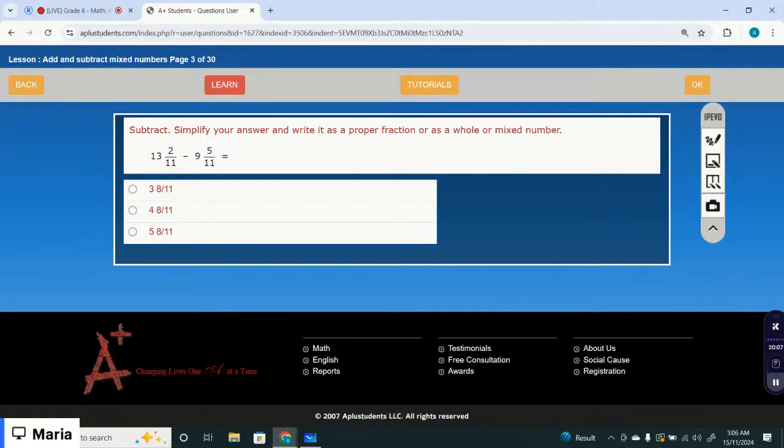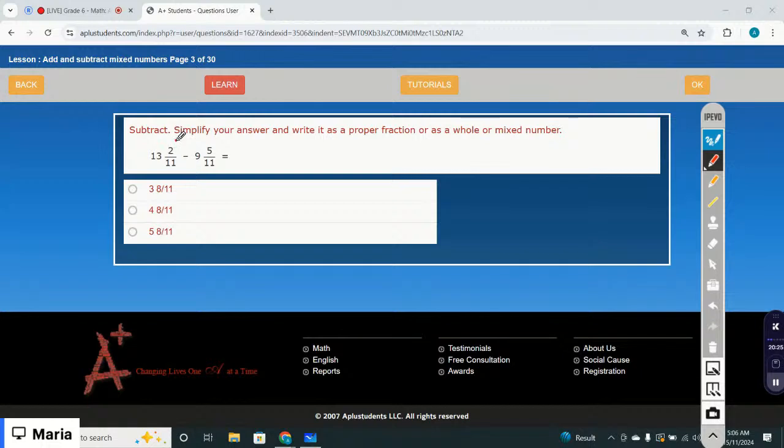13 whole 2 over 11 minus 9 whole 5 over 11. So which is the correct option? You can subtract whole numbers from whole numbers and fractions from fractions, but here, can you subtract 2 minus 5? You cannot subtract a greater number from the smaller one, right? That's a bit tricky. You have to make the numerator greater than 5 so that you can subtract.